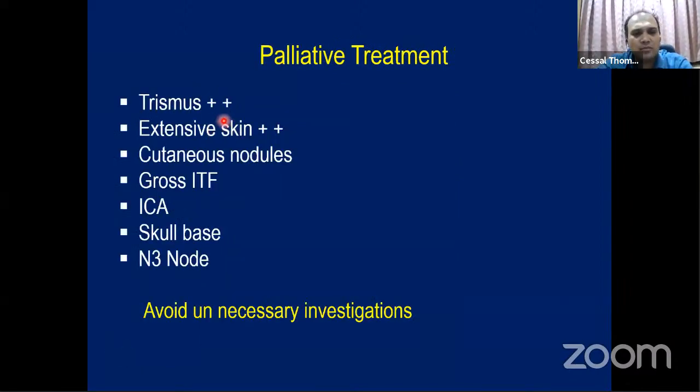So with extensive skin involvement, trismus, cutaneous nodules, or if you can make out an infratemporal fossa or a temporal fossa clinically, then it's better not to image the patient. You can consider palliation without any investigations. And when you do imaging, you can find encasement of the carotid artery or skull base involvement. If a patient has trismus with an M3 node, the intention is palliation, and never consider the patient for any CT scan or for an induction program followed by an aggressive approach. Avoid unnecessary investigations in this group of patients.